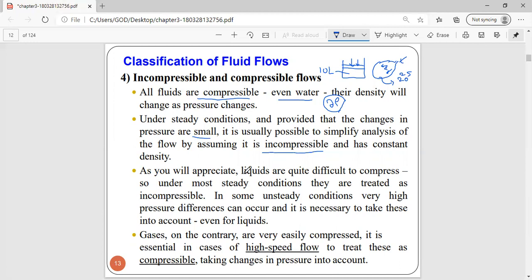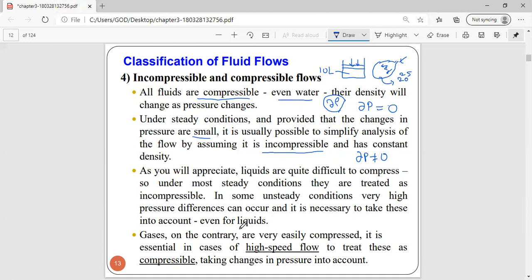So, what is the outcome of this? Simply, if your density is constant throughout, then we call it which type of flow? Incompressible flow. If the change of density is zero, then we call it an incompressible flow. But when you are applying pressure, if your density is changing, that means your density is not constant, then we call it a compressible fluid.